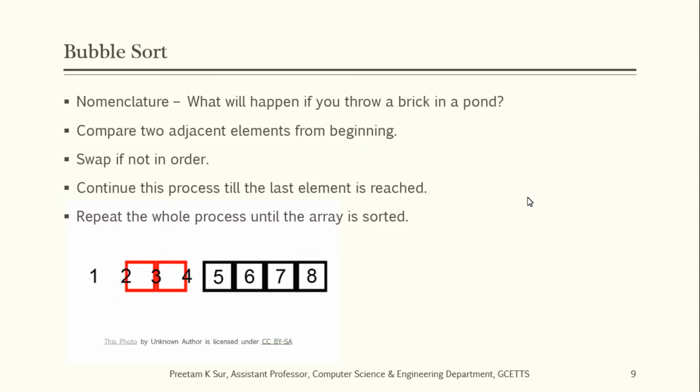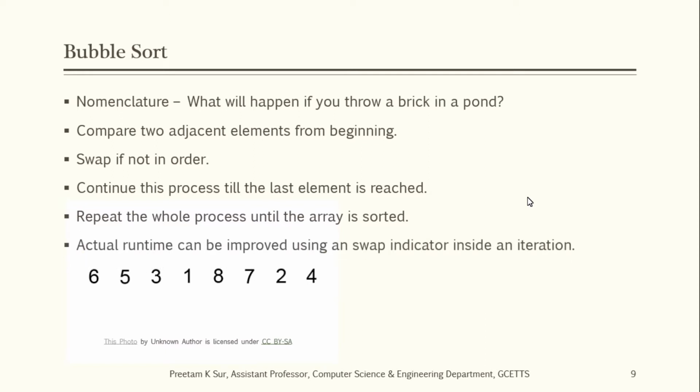But the process still continues. Okay. In bubble sort, you will find that even if the array gets sorted during the iteration, the process is not stopped. So we can tweak this algorithm to have an indicator, using which we can improve the runtime of the algorithm by not going into the iterations which are not required. So the actual runtime can be improved by using an indicator inside an iteration.